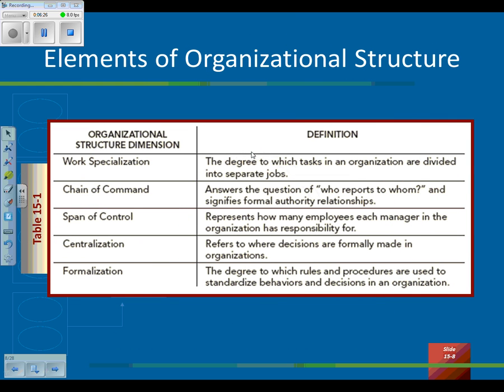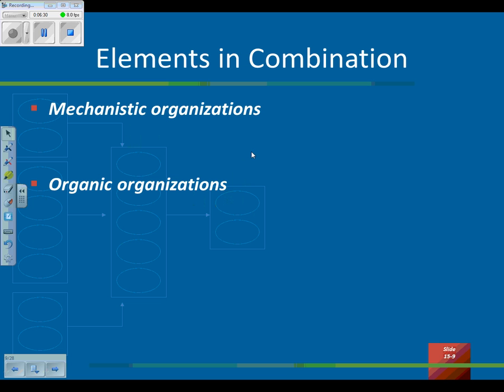Now, I've already discussed with you the elements of organizational structure. So now let's talk about how we combine these elements. And they typically describe types of organization. So we have the mechanistic organization and the organic organization. Those are two extremes. If I was going to draw on the board, I would say that we have mechanistic on one end of the continuum and organic on the other end.